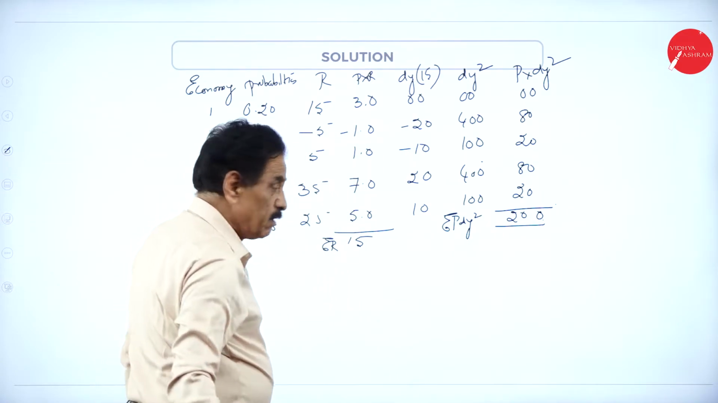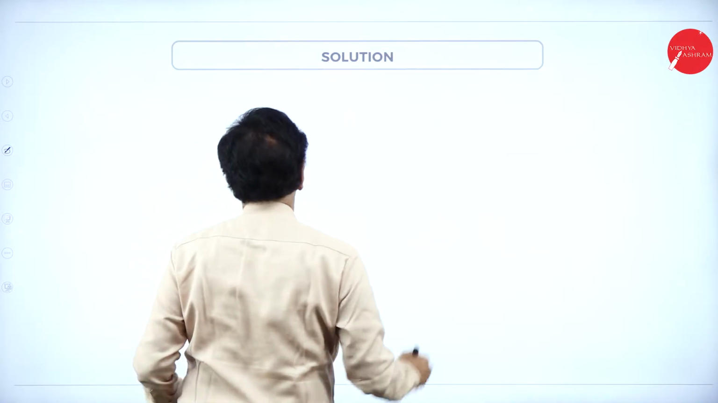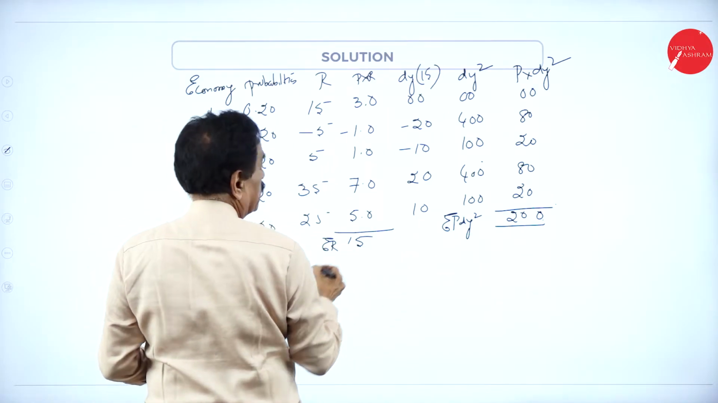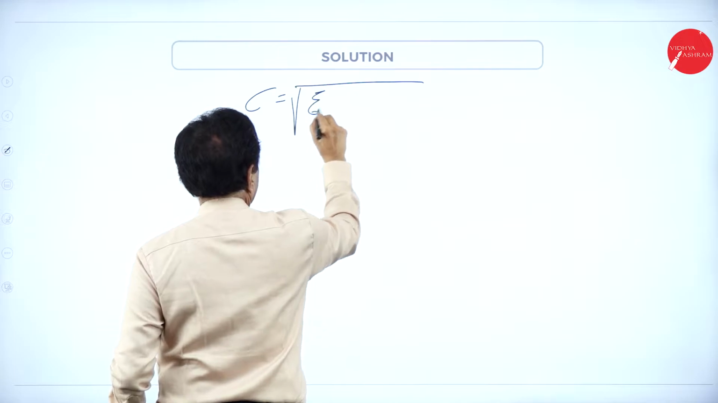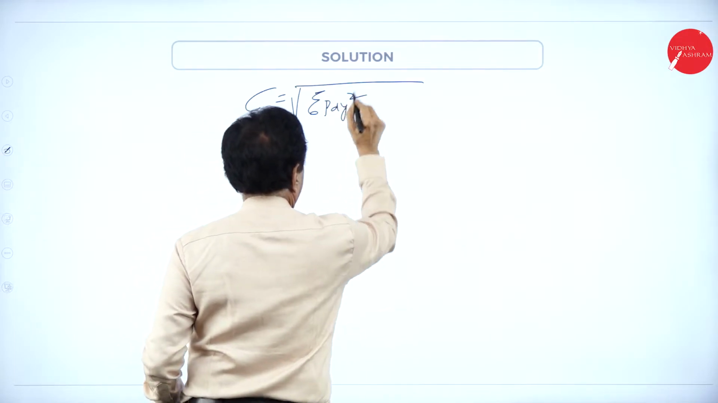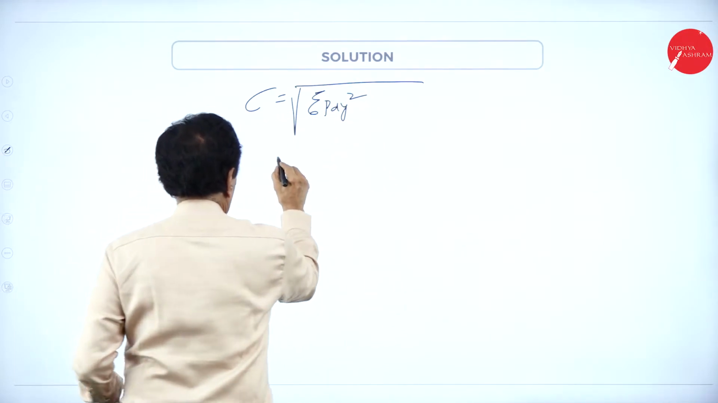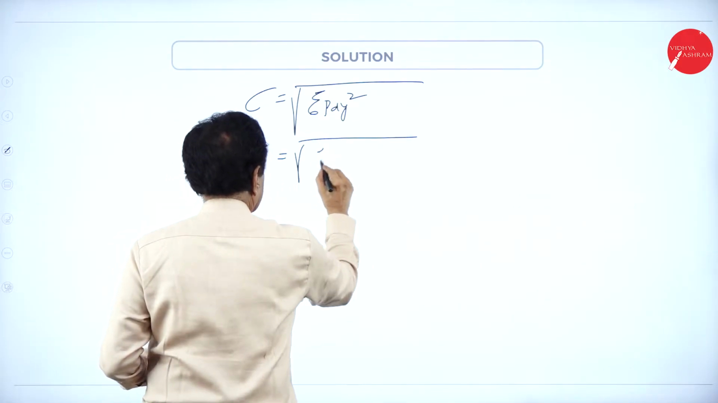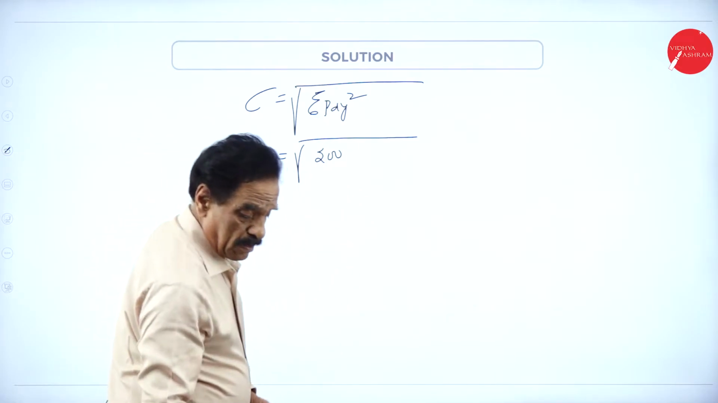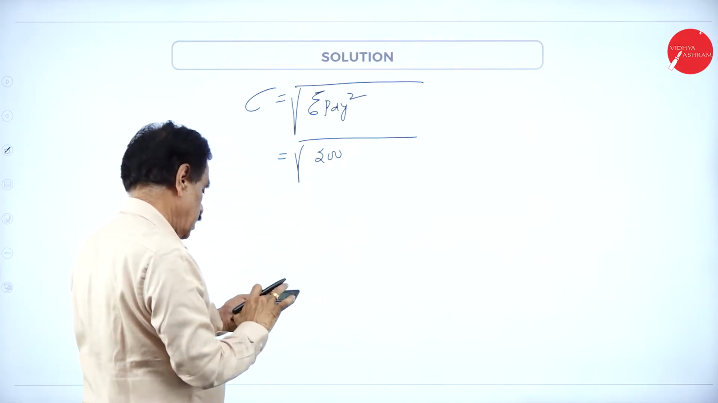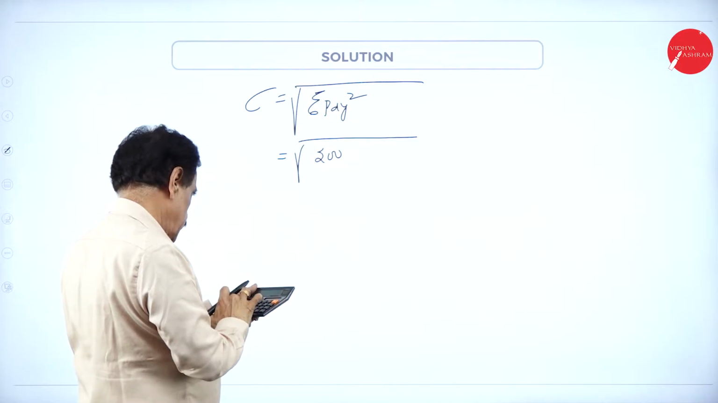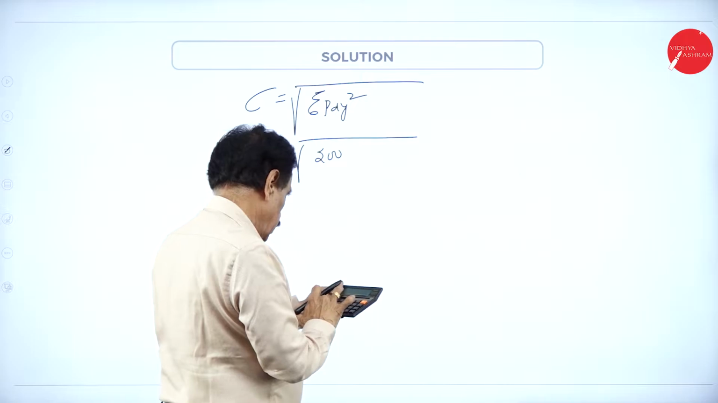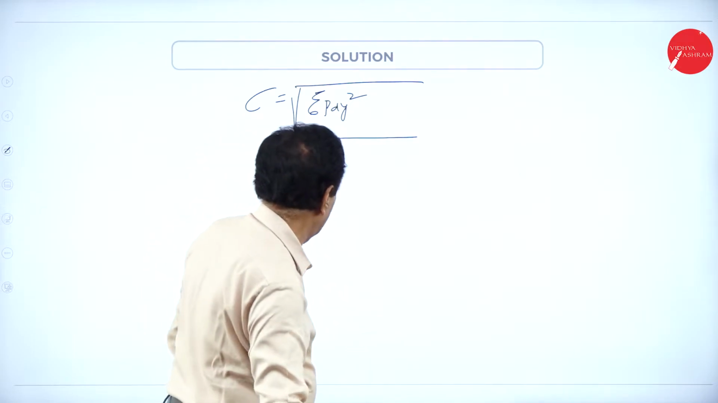Now we'll go with the root of sigma P dy square. Don't divide it by n. Root of it is 200. Root of this, 200 root is 14.14.